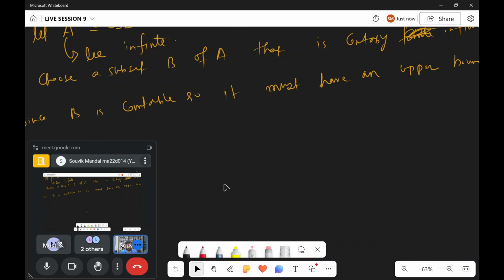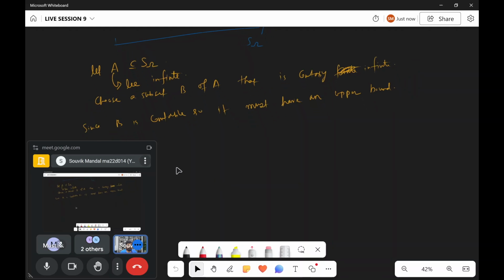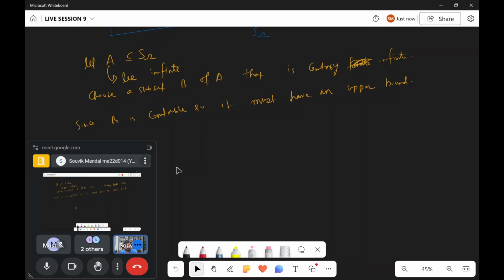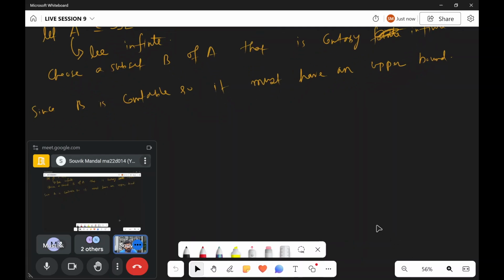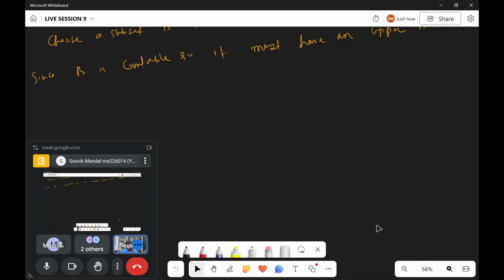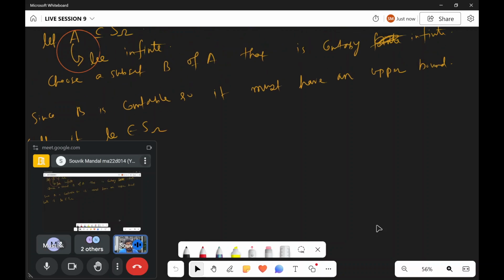Call it b, and this belongs to S omega. So what we've done: we chose an infinite subset A, and then we considered a subset B which is countably infinite. And since B is countable, it has some upper bound. Call it b, which belongs to S omega.